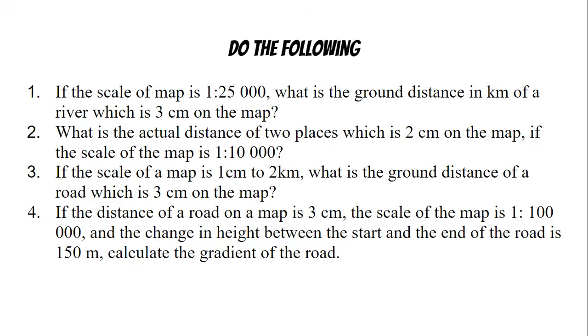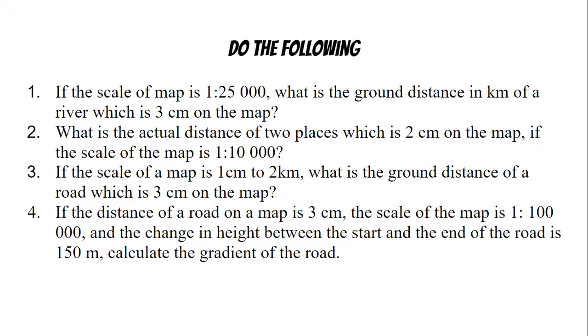The next one says, what is the actual distance of two places, which is 2 centimeters on the map, if the scale of the map is 1 to 10,000? So again, we would multiply the 2 centimeters by the 10,000.